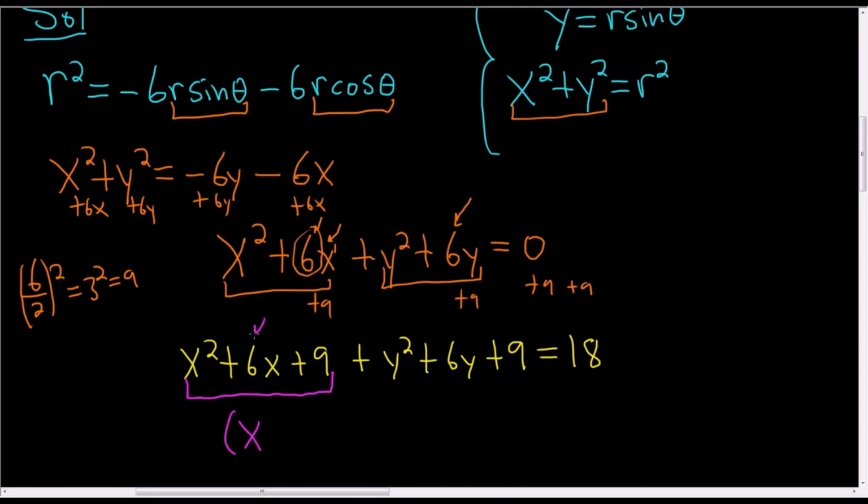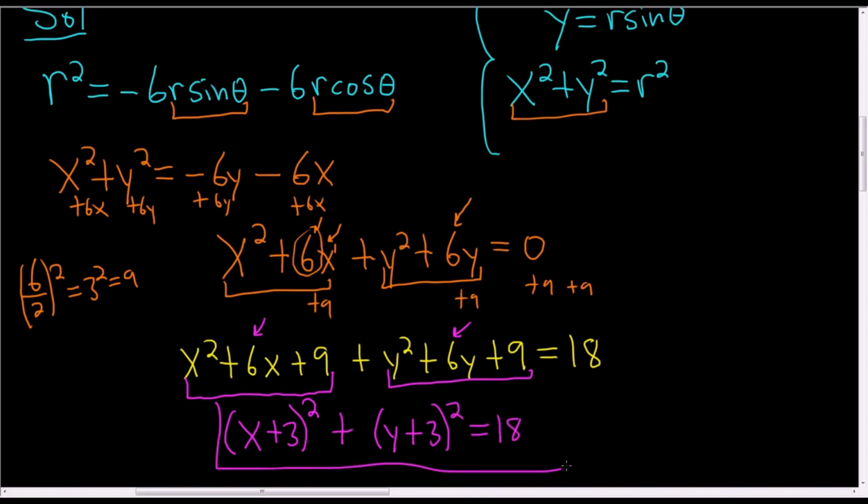You just take this number and you divide it by 2. So 6 over 2 is 3. Then you do the same thing with this piece here. This will be y. Again, take this number, divide it by 2, so y plus 3. And here you get 18. So this is the equation of a circle.